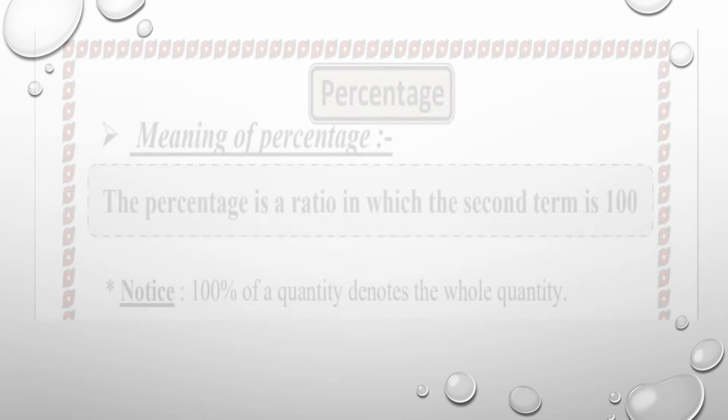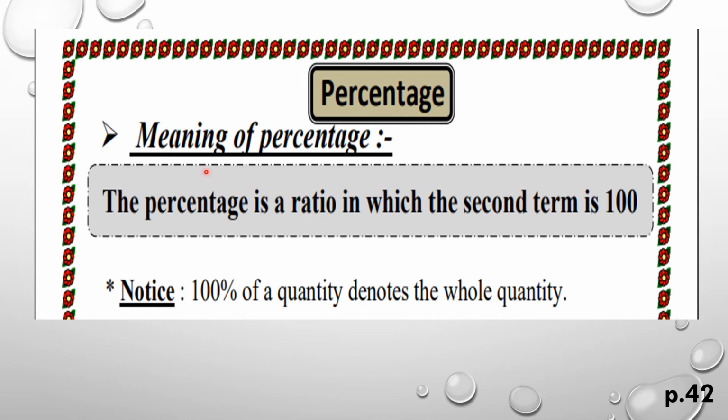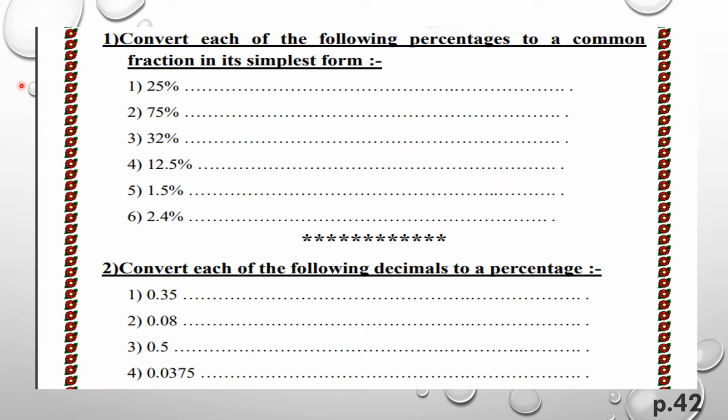Booklet page 42. Meaning of percentage. The percentage is a ratio in which the second term is 100. Notice: 100% of a quantity denotes the whole quantity. We are still on page 42.